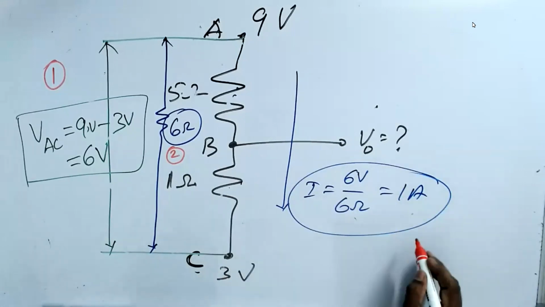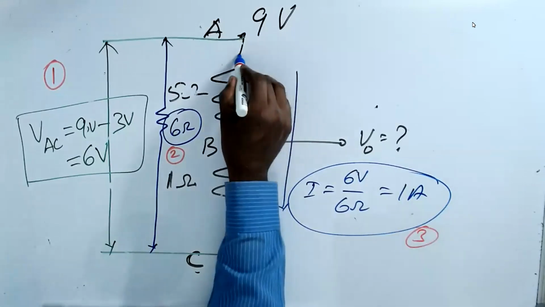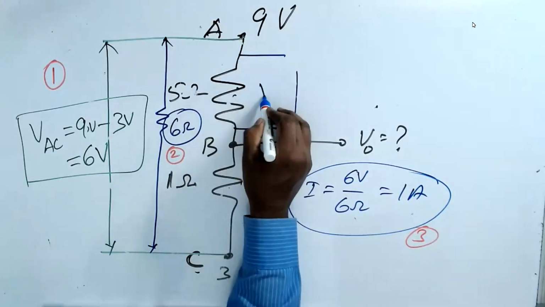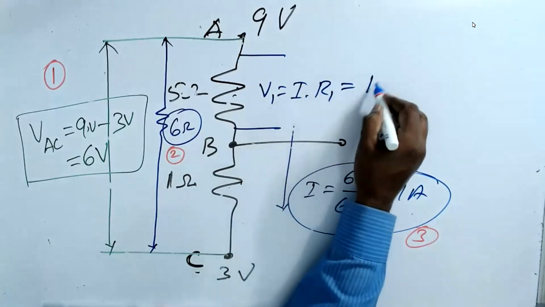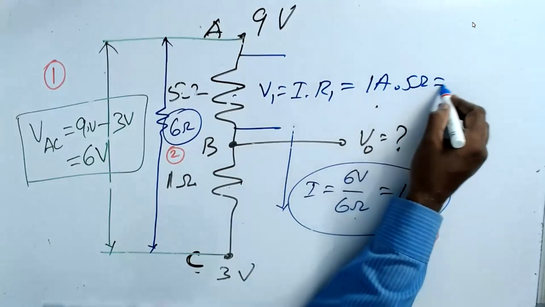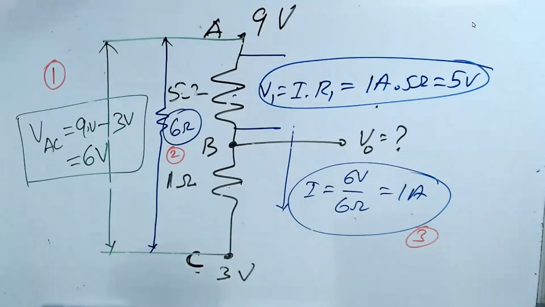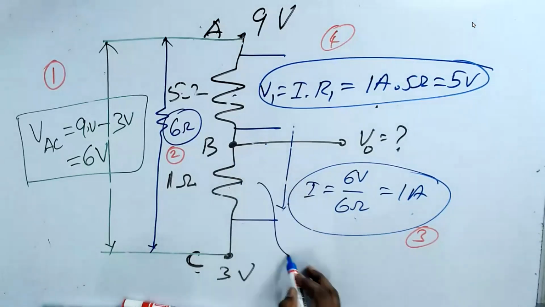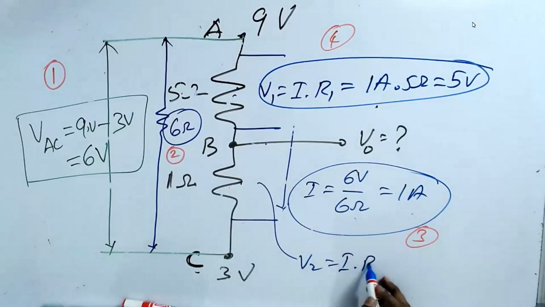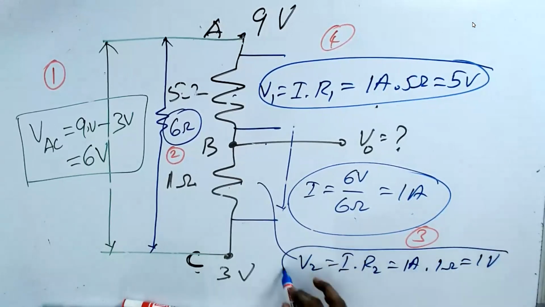I'm just going step by step. That's the trick. Now, the fourth step is voltage across R1. V1 is equal to I into R1, which is 1 ampere into 5 ohm, equal to 5 volt. This is step 4. And here, V2 is the voltage across R2. V2 is equal to I into R2, which is 1 ampere into 1 ohm, equal to 1 volt. This is step 5.